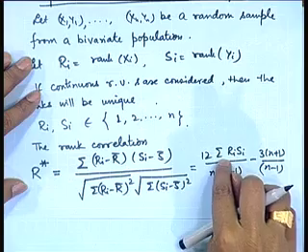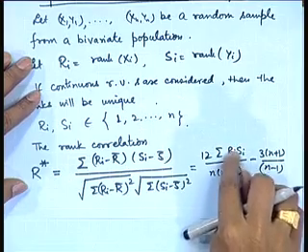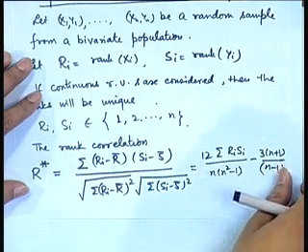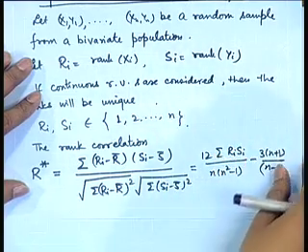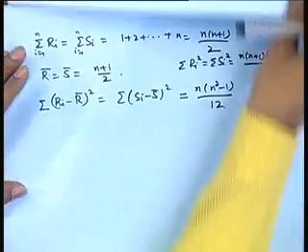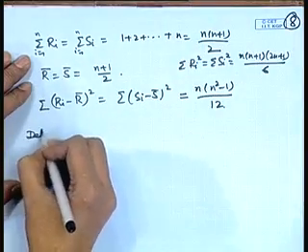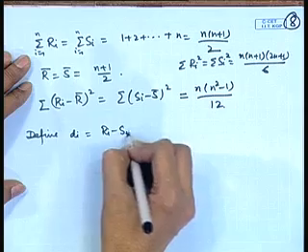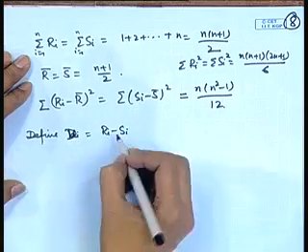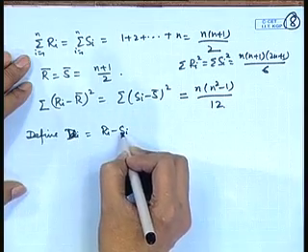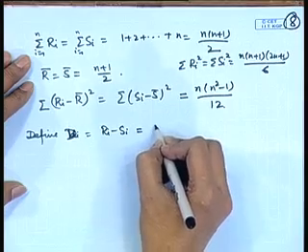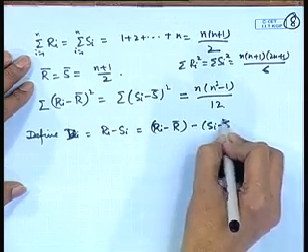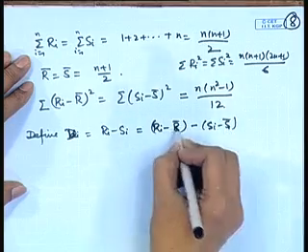Now, one can calculate sigma Ri Si, that is the product of the ranks, and substitute here. But there is a simplified procedure for this, which I will be developing now. You define now, say capital Di to be the differences in the ranks, Ri minus Si. So, this of course you can write as (Ri minus R bar) minus (Si minus S bar), because R bar and S bar are the same, so they will cancel out.